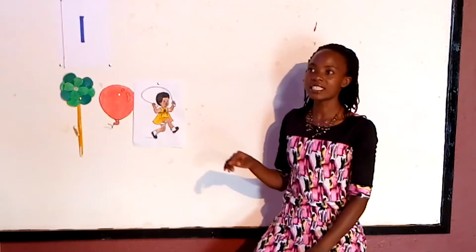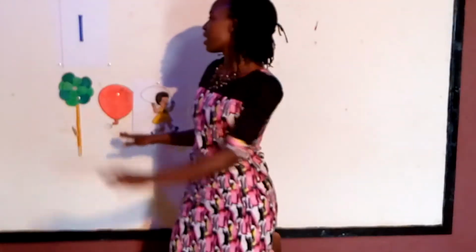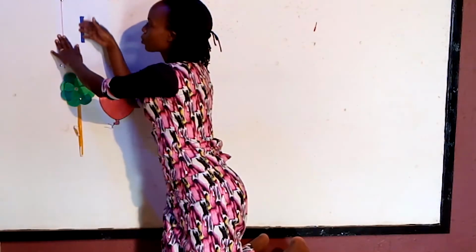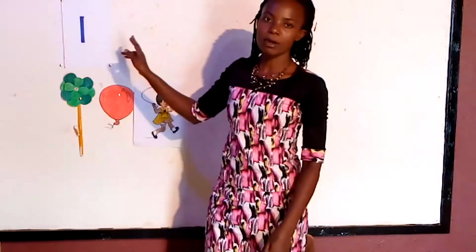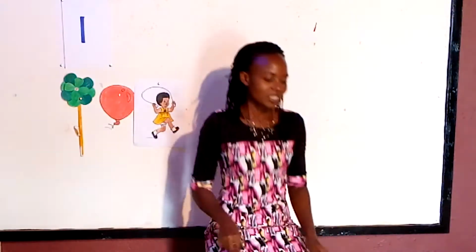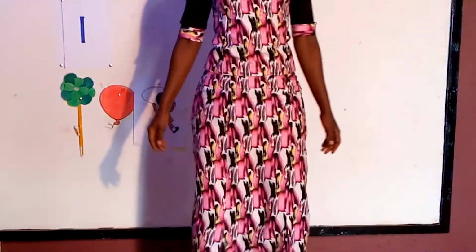And we say that whenever we are writing numbers, we have to start at the margin. We put our hand that is not writing on the margin, and then we start writing from top to bottom. So we looked at number 1, and today we are going to look at number 2. Okay, so let's stand up and start our lesson.